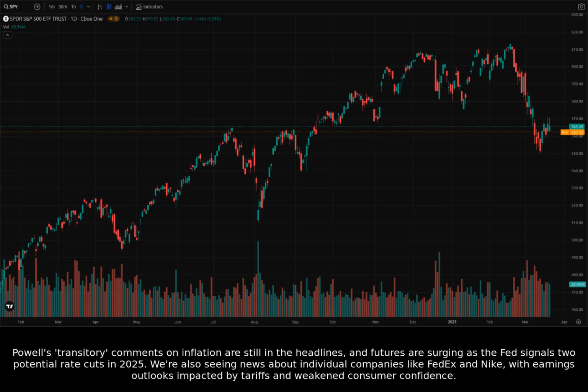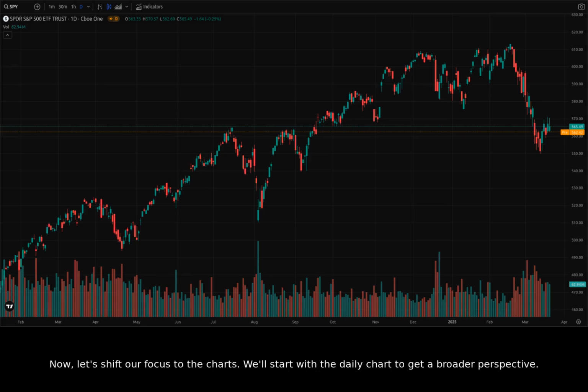Powell's transitory comments on inflation are still in the headlines, and futures are surging as the Fed signals 2 potential rate cuts in 2025. We're also seeing news about individual companies like FedEx and Nike, with earnings outlooks impacted by tariffs and weakened consumer confidence. Now, let's shift our focus to the charts. We'll start with the daily chart to get a broader perspective.